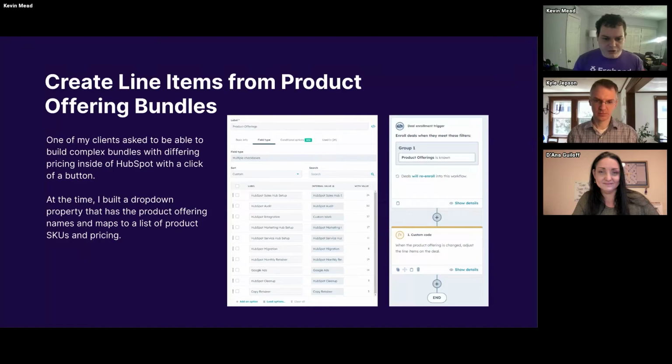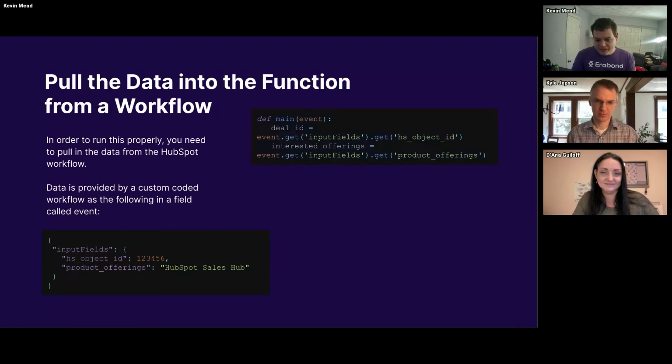So I'll go through that a little bit. For the first step of this, we're going to need to pull data into the HubSpot custom code action based on what information is being provided. In this case, I'm pulling both the deal ID, just 1, 2, 3, 4, 5, 6, and the product offering. In this case, it'll just be HubSpot Sales Hub. But in some cases, it could be a ton of different offerings. And so this is something where we can just continue to add maybe 6 bundles.